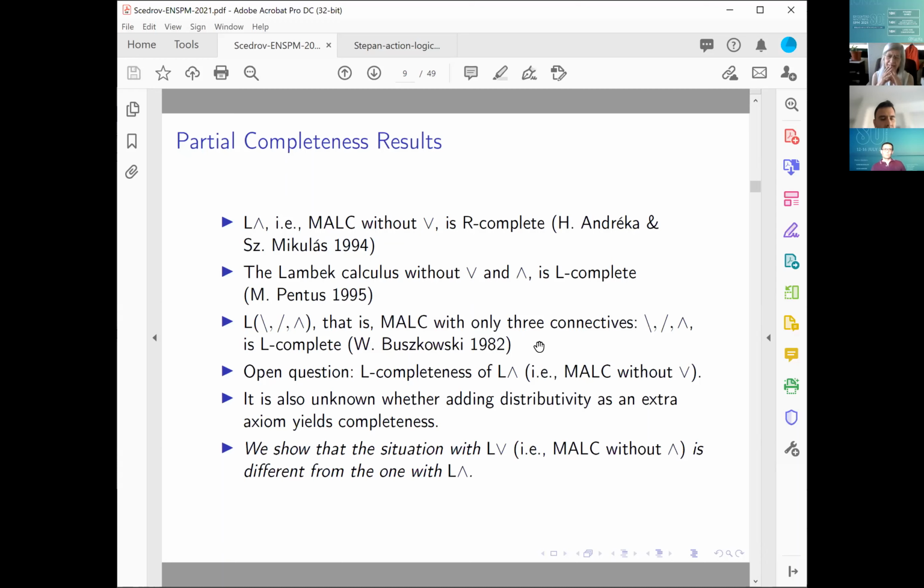And so here we come to our first open question. Is the calculus without disjunction L-complete? Not known. It is also unknown whether adding distributivity as an extra axiom yields completeness with respect to some kind of natural model. Not known.